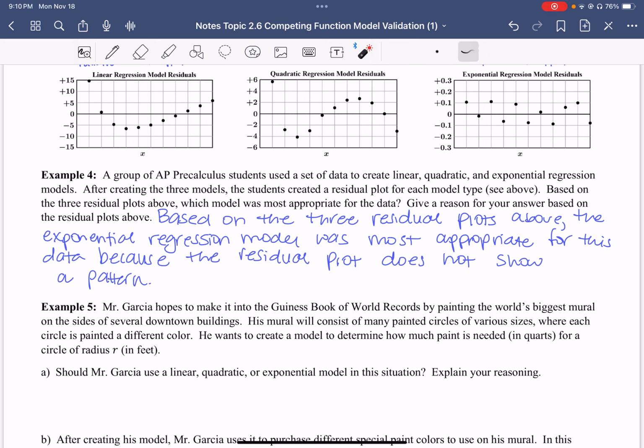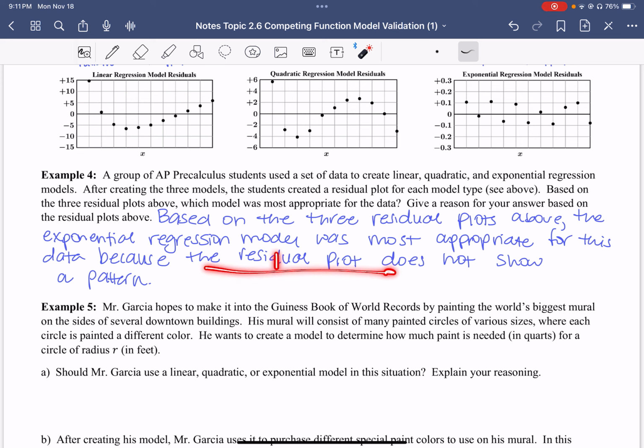Okay, now you want to be specific and say because the residual plot does not show a pattern. Some of my students in class were trying to say because the graph does not show a pattern. You got to be way more specific than that. Like what graph? Is it the exponential graph, the scatter plot? Is it a graph that was given, like a different graph? You need to be specific, okay?